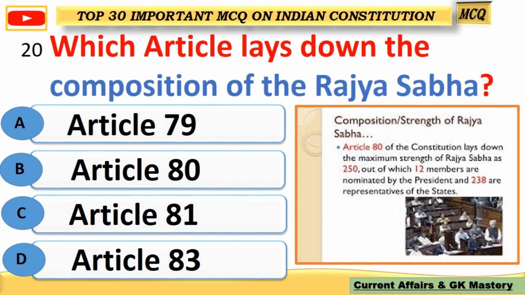Next, which article lays down the composition of the Rajya Sabha? A. Article 79. B. Article 80. C. Article 81. D. Article 83. The correct answer is B. Article 80.